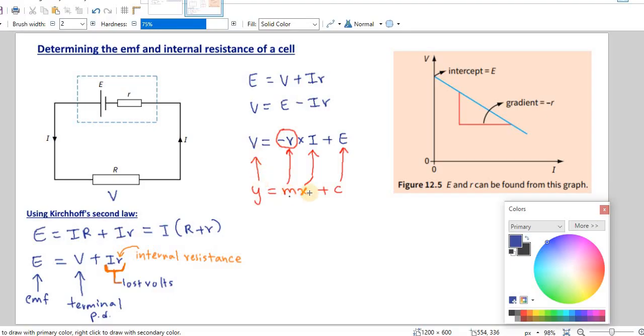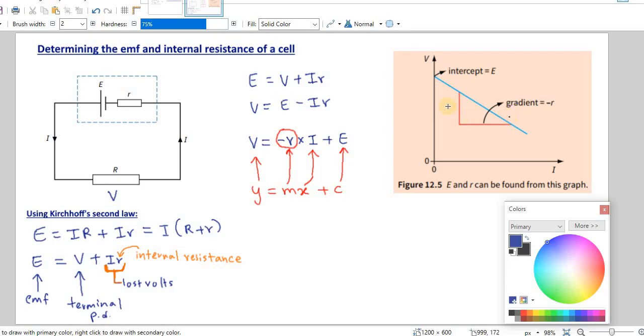So we have y equals mx plus c. m is the gradient, x is what we have on the x-axis, that is the current. On the y-axis we have V. That's why I put this in this form, y equals mx plus c, where y is V, x is I. Then the y-intercept is the EMF, the gradient is minus R.